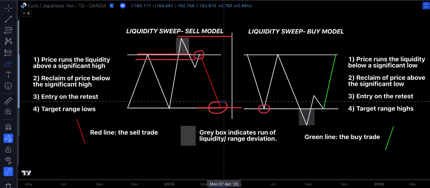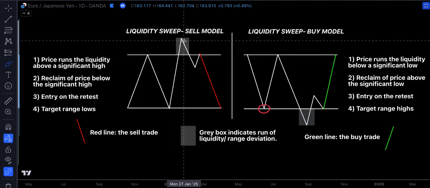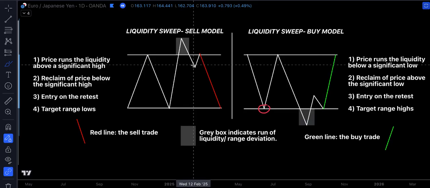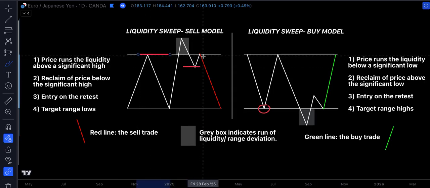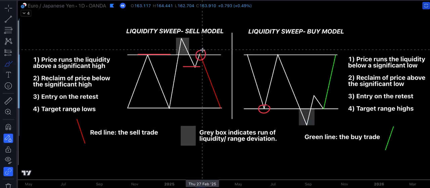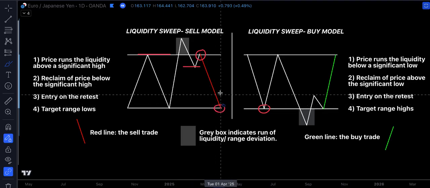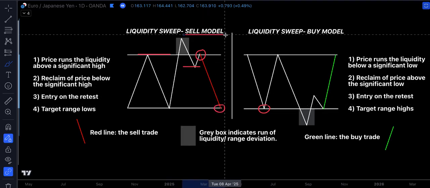Okay, so to put it simply, all we want to see is price come above a significant high. Then we want to see price reclaim this level, the range high, and then we can look to enter our sell model off this level around that area, and then we can look to target range lows with invalidation above the deviation. Okay, so that's the sell model.